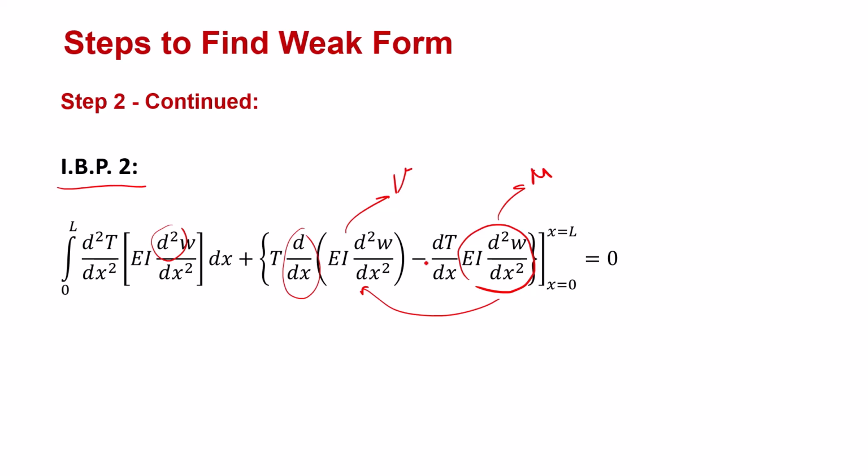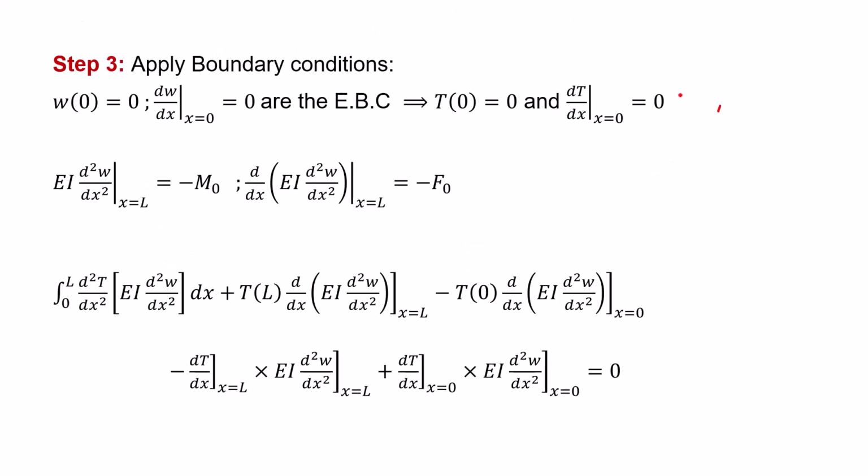The key insight is that after two integrations by parts, the strong form, which required C4 smoothness, now requires C2 smoothness, and that is very important. This reduction in smoothness requirement is what makes finite element approximation possible, and this is the heart of the weak formulation. Next, we will simplify this expression and clearly identify the final weak form.